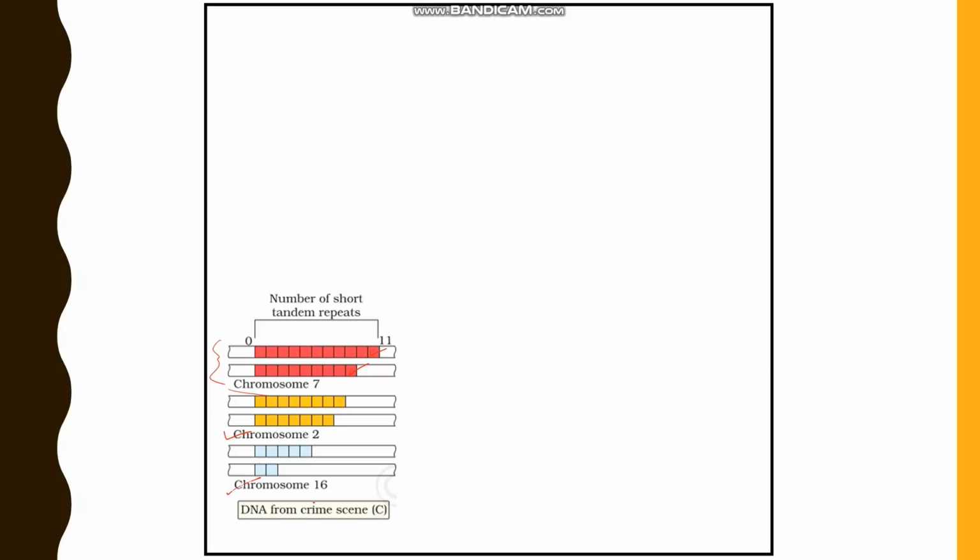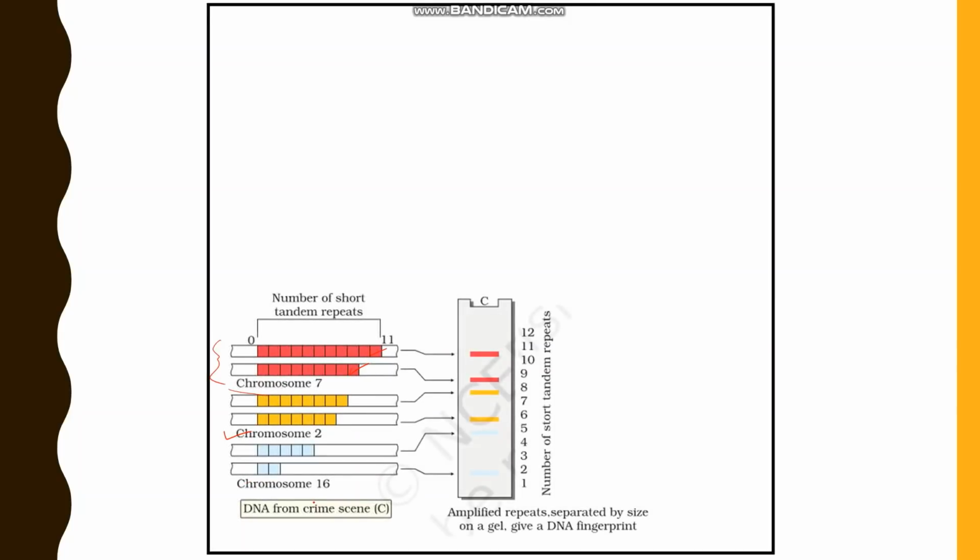After the separation of these VNTR sequences, they are processed, hybridized, and after hybridization, the X-ray photograph is taken. So this is the DNA fingerprint of the victim sample. And here you can see the presence of different bands. These are the bands of DNA fragments. Hybridized DNA will appear in the form of dark bands. And here you can see two more bands.